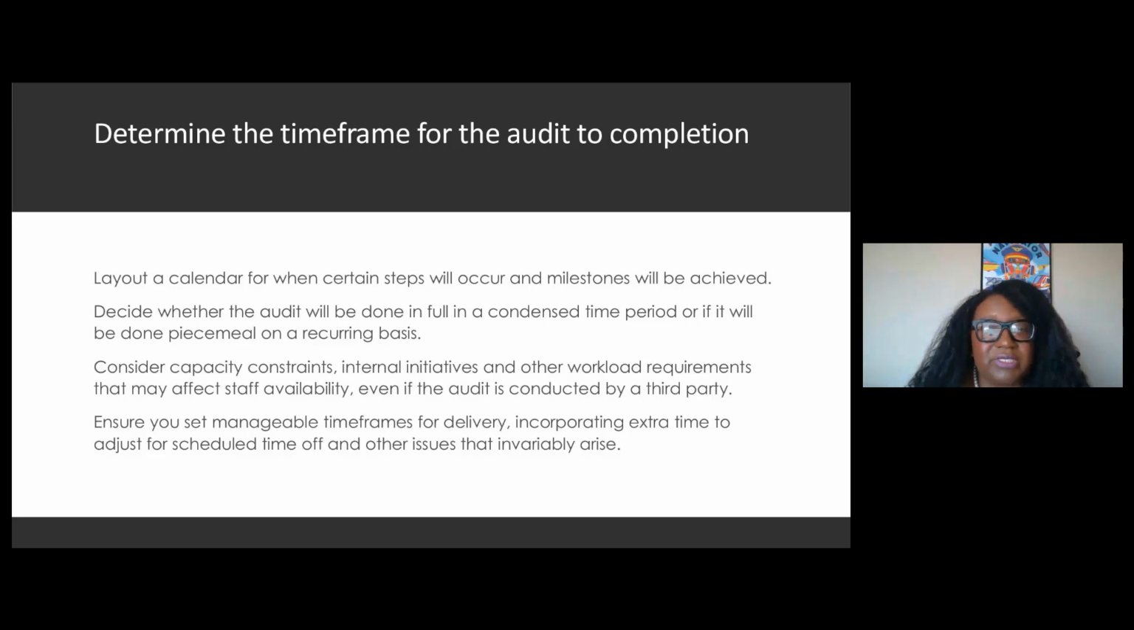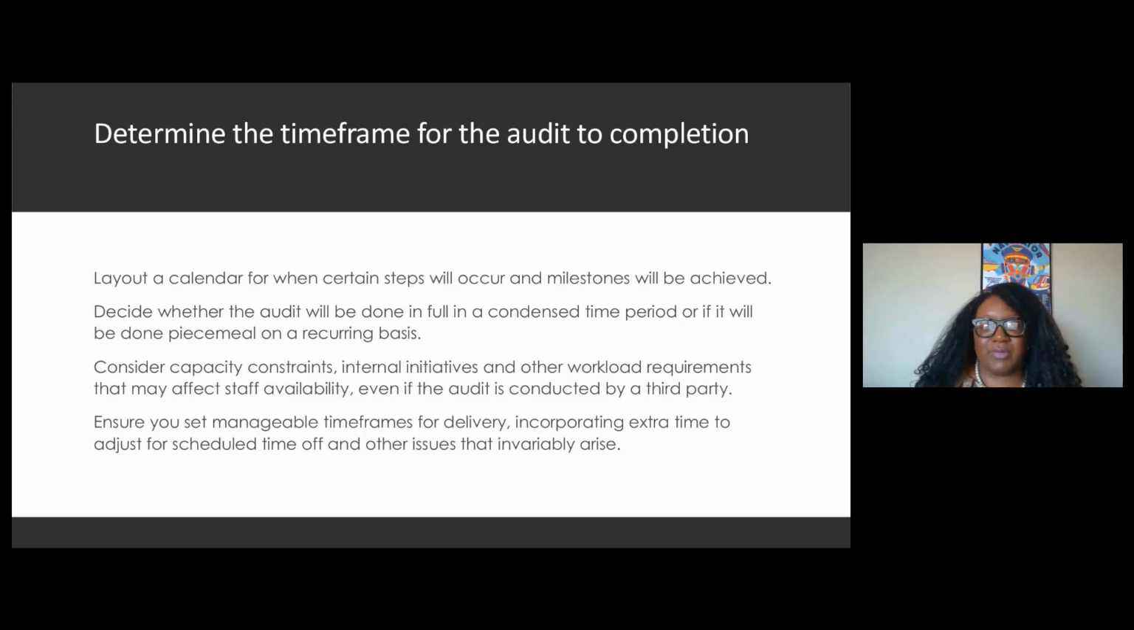Decide whether the audit will be done in a full or condensed time period, or if it will be done piecemeal, as we said before. Consider capacity constraints, internal initiatives, and other workload requirements that may affect staff availability, even if the audit is conducted by a third party, right? If someone comes into your district, including IDRA or an EAC center, they still have to have a point of contact. And Dr. Garth will tell you later on, it's still a lot of work and time for somebody in your district to be that person of contact as well.